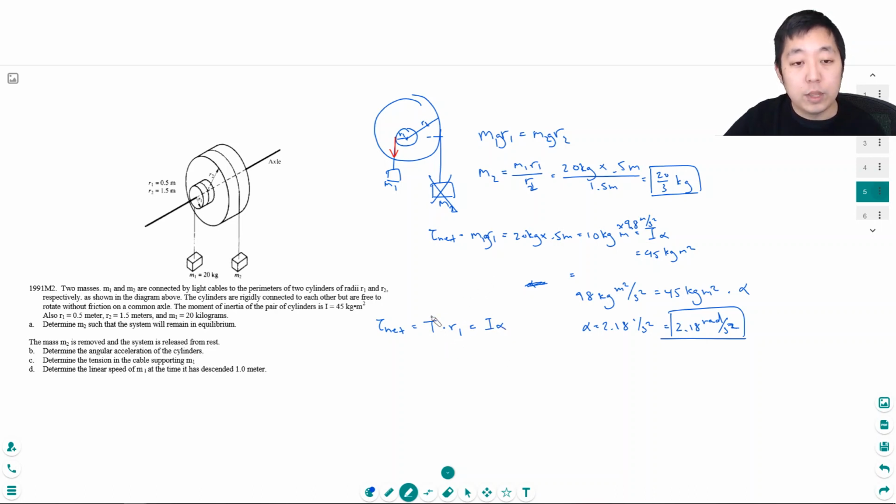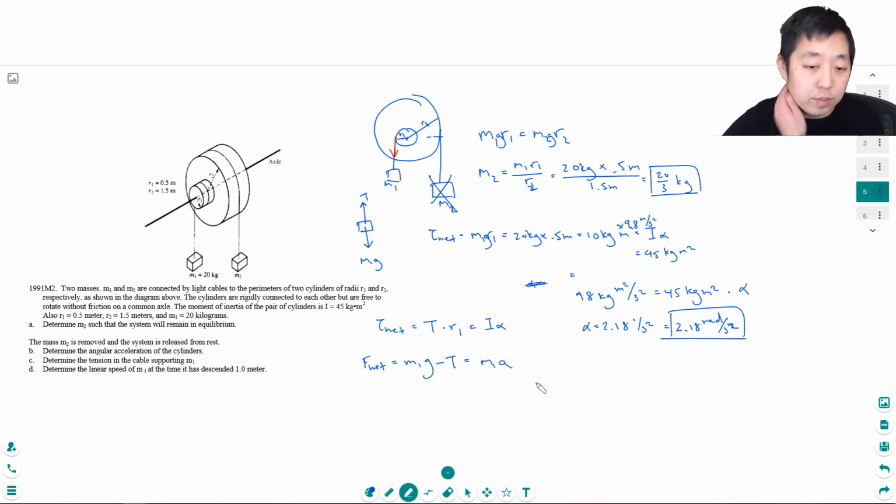But I don't know what the tension is. So for M1, I have to do a free body diagram on this guy. He has M1G going down, and he has T pulling up. These are not equal to each other, because this guy is actually falling. So the net force on this guy is M1G minus T, and that's equal to M1 times acceleration. So T is equal to M1 times G minus A.